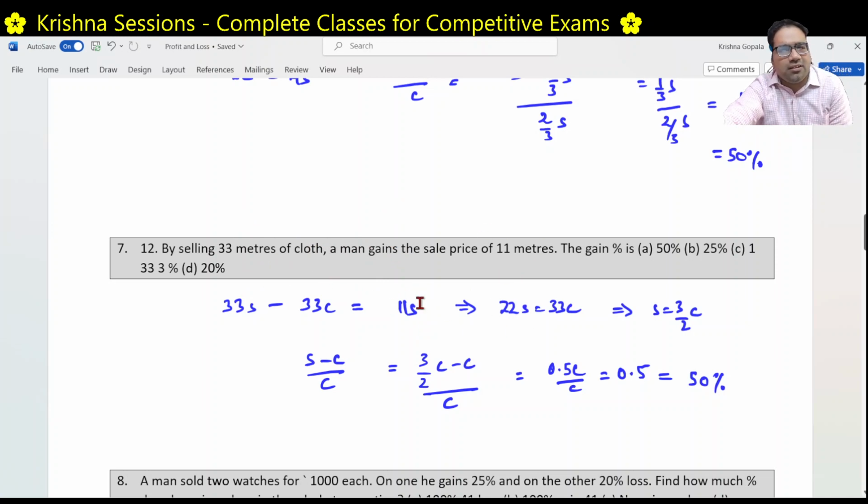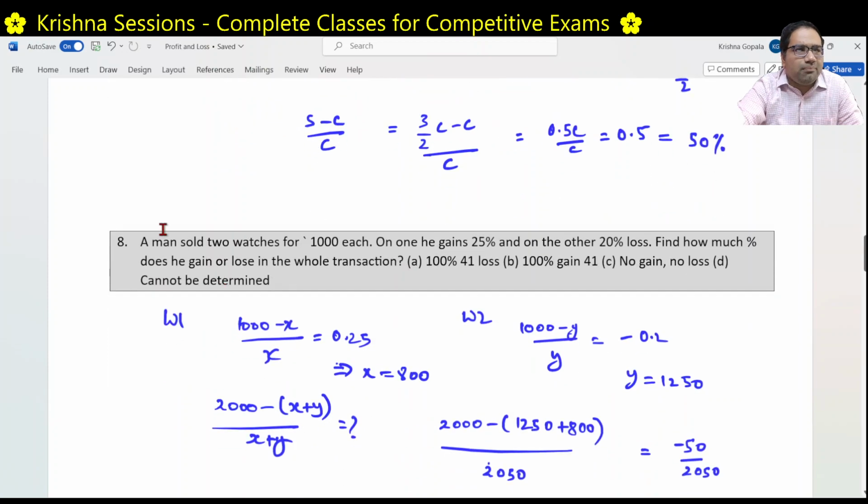Okay, what does that mean? 22S is equal to 33C. Simplifying this, S is equal to 3 by 2 C. Now what is the gain percent? S minus C by C, which is 3 by 2 C minus C by C. 3 by 2 is 1.5 C minus C is equal to 0.5 C by C, which is equal to 0.5, which is equal to 50%.